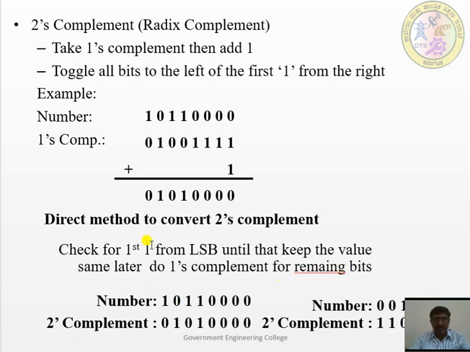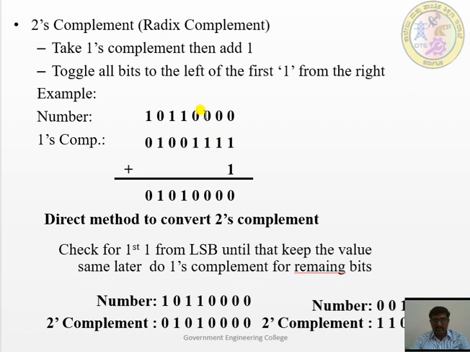See, we are not doing anything else here. So the direct conversion of a 2's complement is, we are just checking for the first bit other than 0. If it is a 1, then it should be kept the same. The remaining bits should be done by the 1's complement method here.